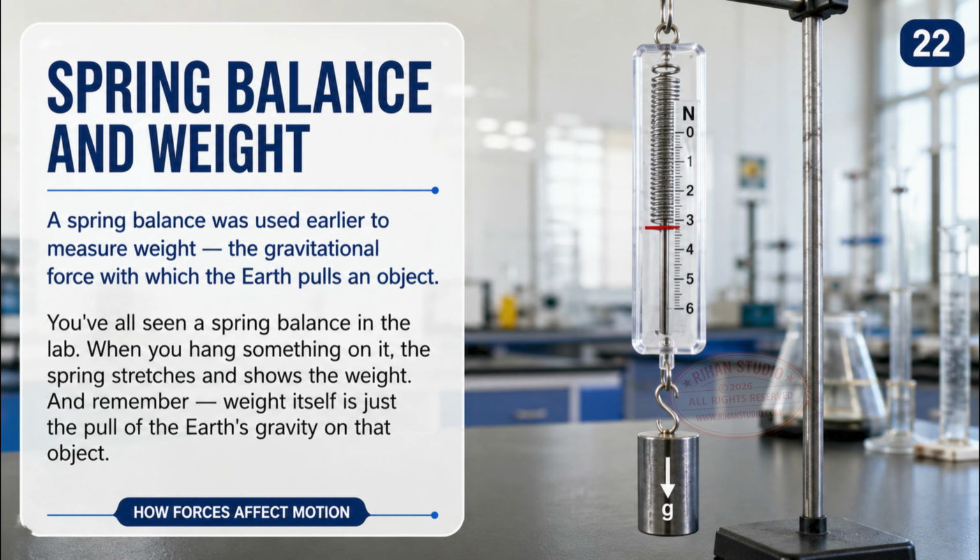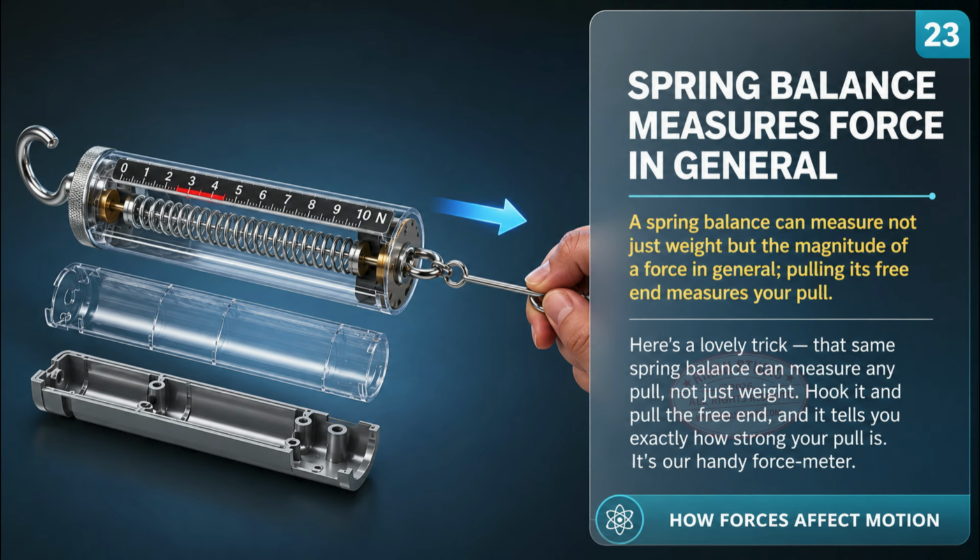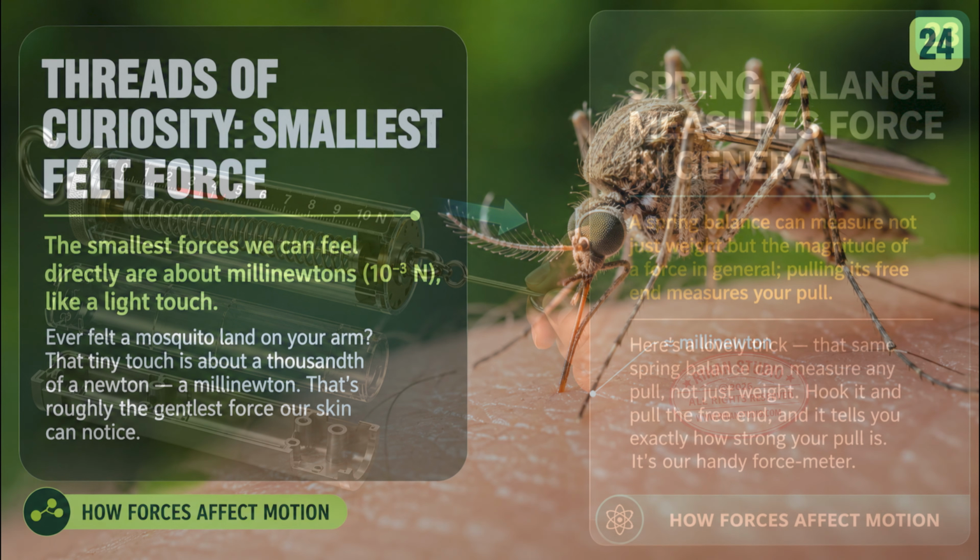Spring balance and weight. You've all seen a spring balance in the lab. When you hang something on it, the spring stretches and shows the weight. And remember, weight itself is just the pull of the Earth's gravity on that object. The spring balance measures force in general. Here's a lovely trick. That same spring balance can measure any pull, not just weight. Hook it and pull the free end, and it tells you exactly how strong your pull is. It's our handy force meter.